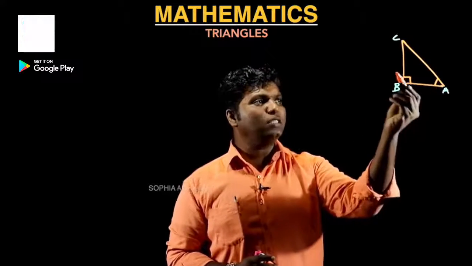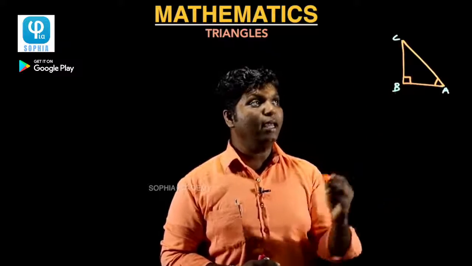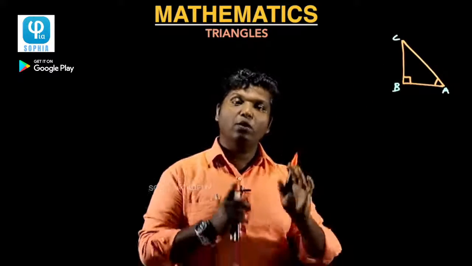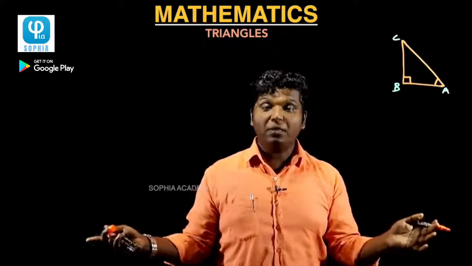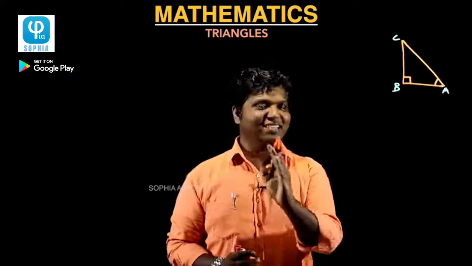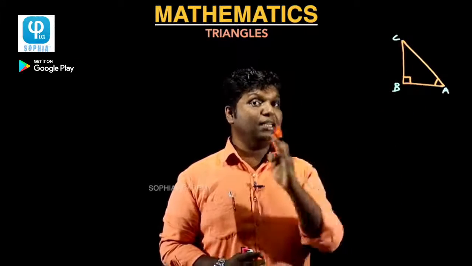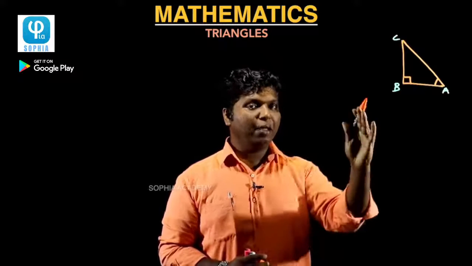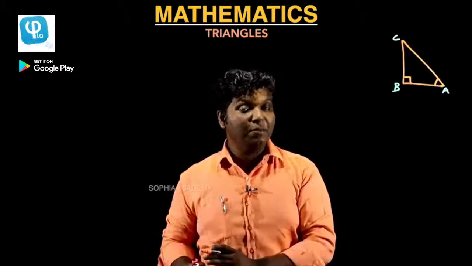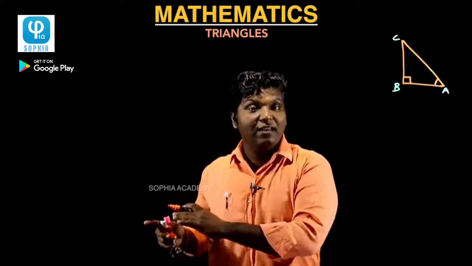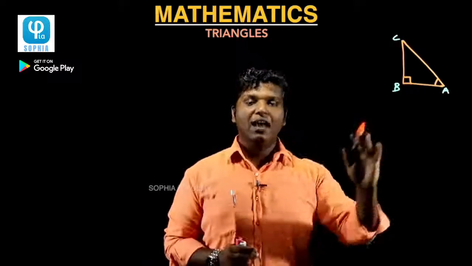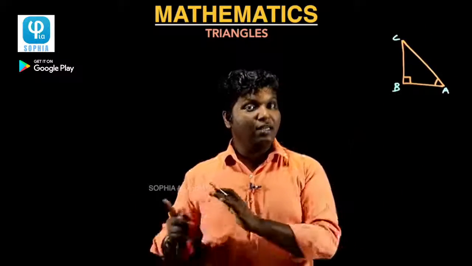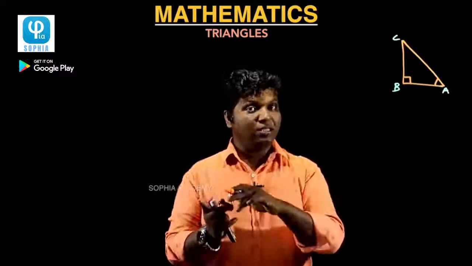The side opposite to angle A is BC. That is what we call the opposite side. So CB or BC is the opposite side, and AB is what we call the adjacent side. Adjacent side means the side lying adjacent to the given angle. So AB is the adjacent side and BC is the opposite side.